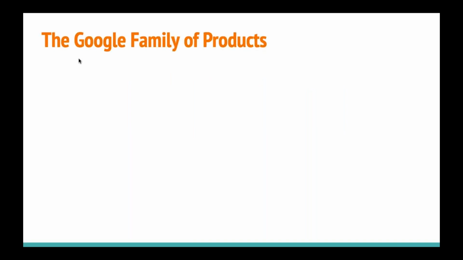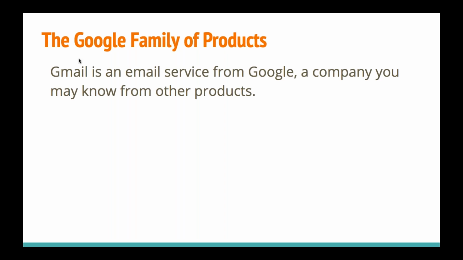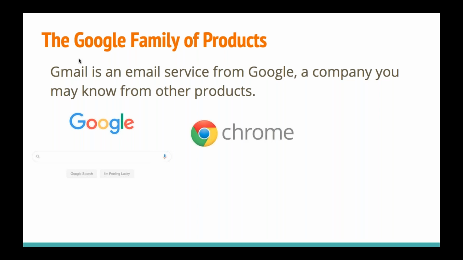So the Google family of products, as I call it, Gmail is an email service from Google, and you may have heard of Google from some of their other products. Most famously, their search engine, google.com. That was their first kind of flagship product, and it's still what they're most known for. It's the sort of synonymous word for searching, Google it. But they also make many, many other products that they have created since they started Google, the search engine.